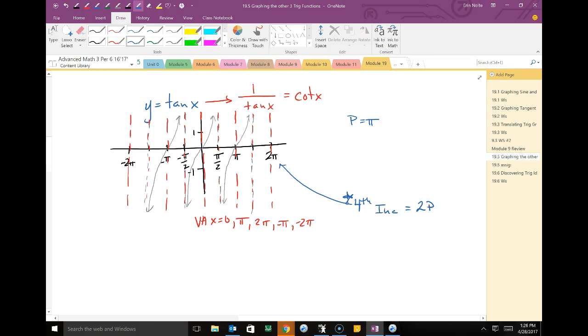Okay, so how far apart are my asymptotes? Tell me in terms of the period. How far away are my vertical asymptotes in terms of my period? They're exactly a distance of 1 period apart. So my vertical asymptotes are a distance of 1 period. Okay, so I still have to draw my cotangent function.